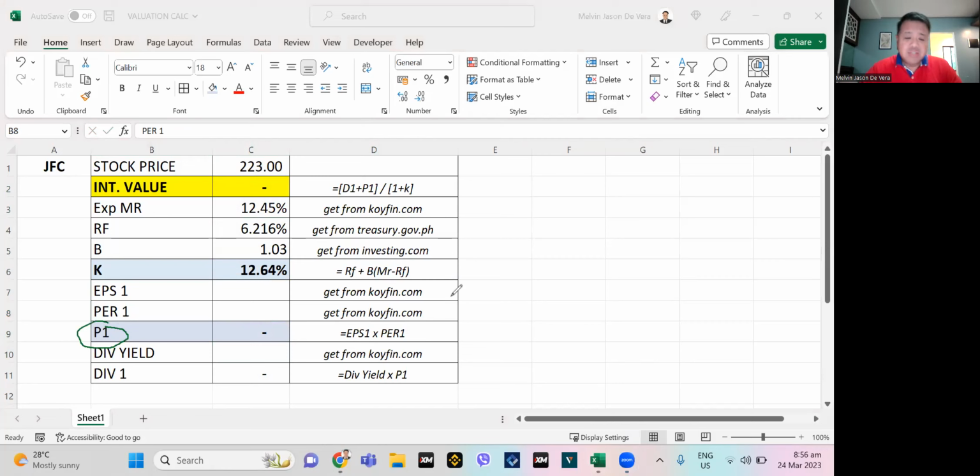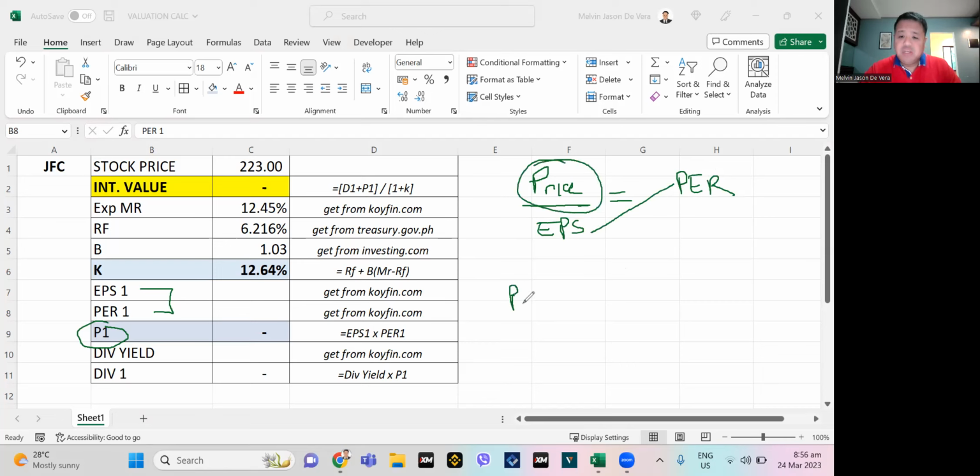And how come the price target will be the product of this? Okay, reviewing PE ratio, that's price divided by the EPS. That's why it will become PE ratio. Now, if we cross multiply this, then you get the price. Therefore, that's PE ratio times EPS equals price. But that is just like reversing the formula.